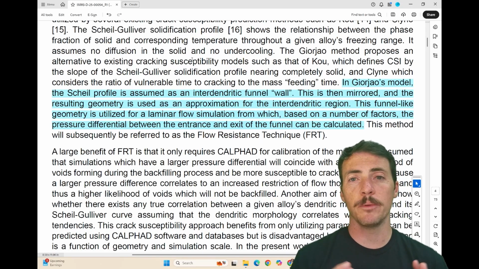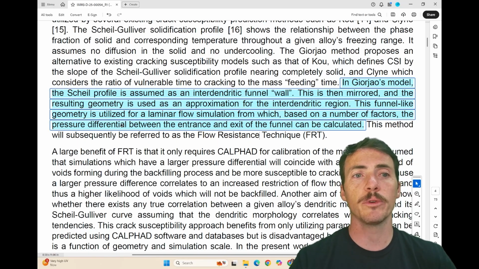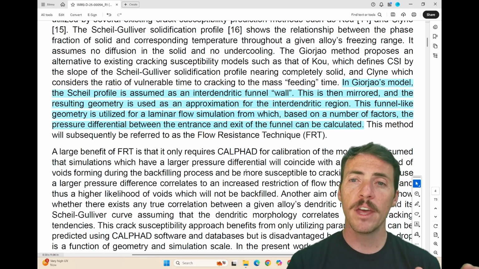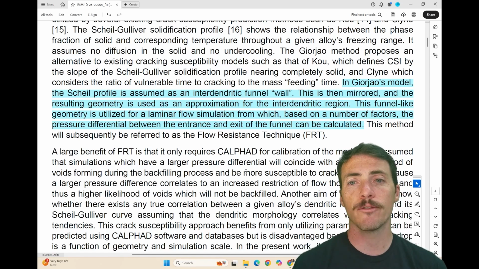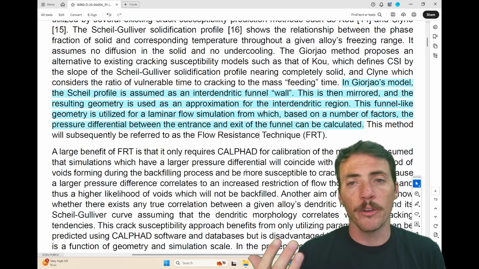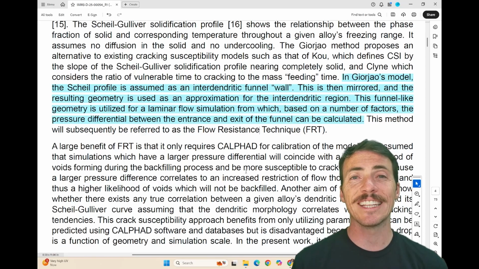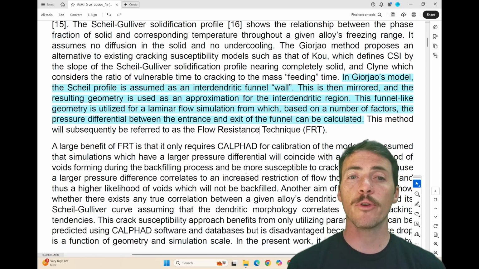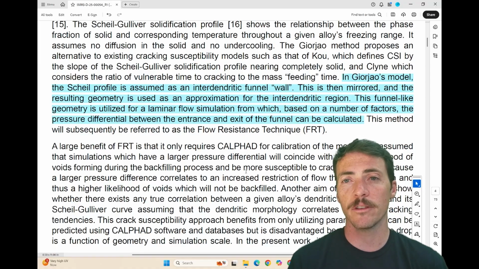Now, modeling these has been a challenge traditionally, but one of the more interesting approaches that's come out only since 2021 is Giorgio's model, which uses the shield profile to assume the interdendritic funnel wall, and then this is mirrored, and the resulting geometry is used as an approximation for your interdendritic regime, right? It's not perfect, but that's an approximation. This funnel-like geometry is used for laminar flow simulations, and from that you can actually back calculate the pressure differential between the entrance and the exit, which then they use to assess whether or not something is going to crack.